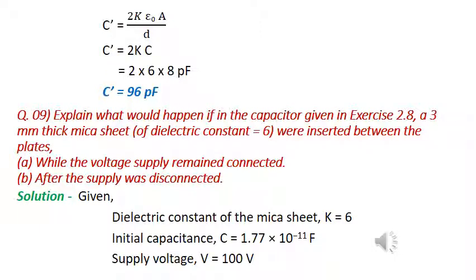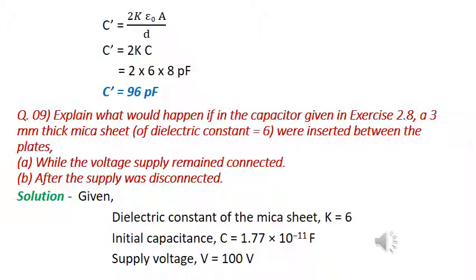After putting the values of K and C, we get C dash is equal to 96 picofarad. So we can say that when the distance between the plates is reduced by half and the space between them is filled with a substance of dielectric constant 6, the capacitance of the capacitor will become 96 picofarad.